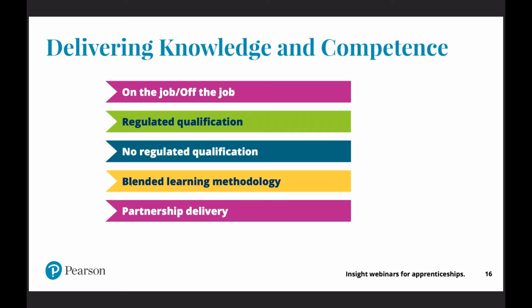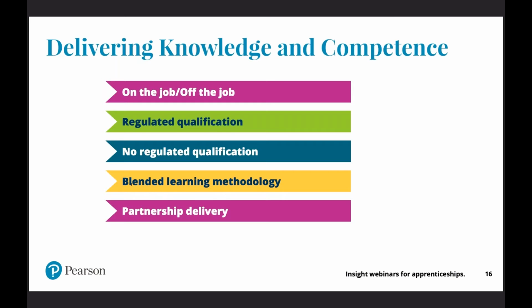So how can you plan the optimum delivery model? Let's take a look at how we might deliver the knowledge and the competence area. On the screen in front of you, there are 5 different areas that I'm going to talk you through. We've got on the job and off the job. We know that off the job has to be a minimum of 20%. Does it have a regulated qualification or a non-regulated qualification? What is the type of blended learning methodology you may implement? And will you use partnerships in this delivery?